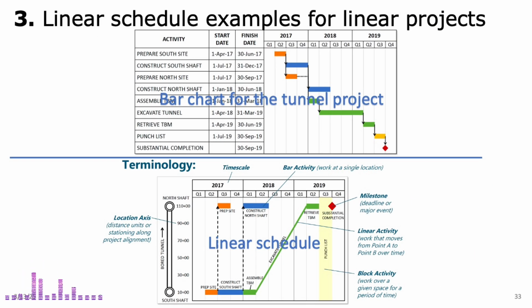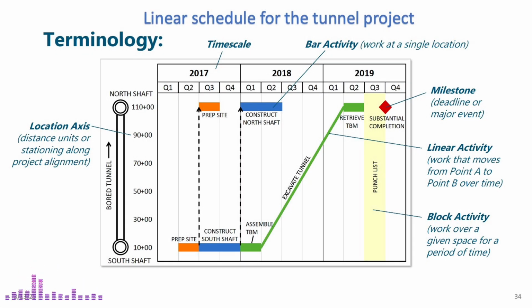Alright, let's take a look at how the Gantt chart for our tunnel project translates into a linear schedule. You may remember this Gantt chart from the previous video. Now, using LSM, it transforms into this visual representation. Let's zoom in and break it down. First, we have two site preparation activities, shown in orange. These occur at two fixed locations, the south shaft, Station 10, and the north shaft, Station 110.